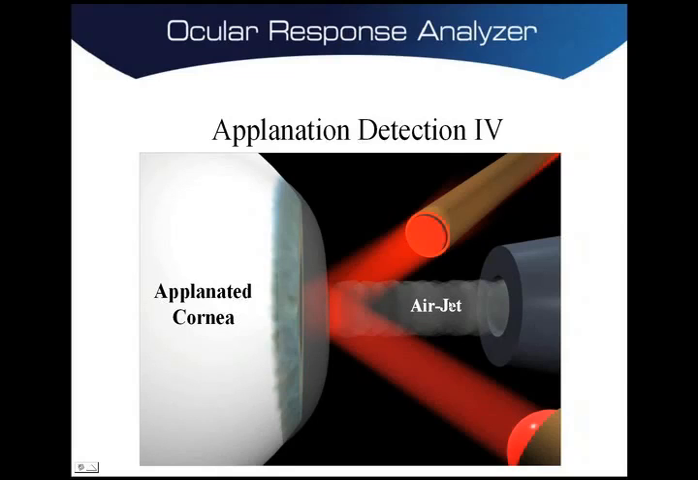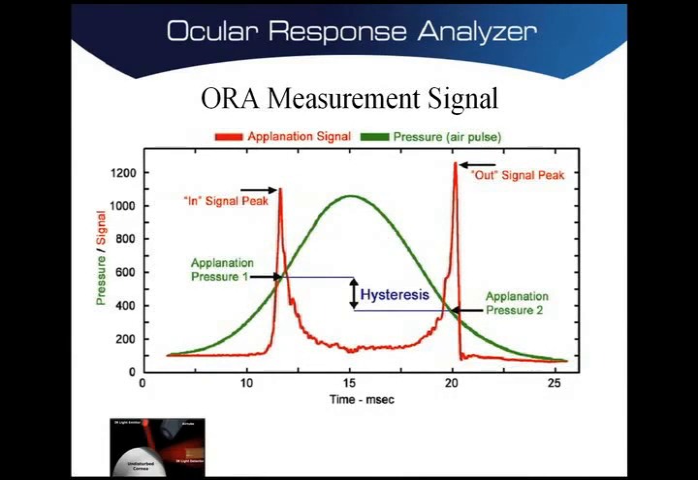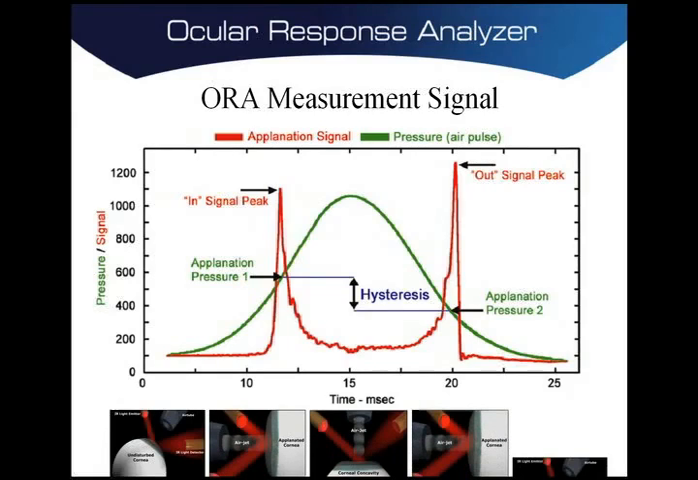And during that process we get two applanation pressure values, an inward and an outward applanation. And then the cornea returns to its normal configuration. The measurement signal looks like this. This is an actual measurement signal, and what you see here in green is the air pulse increasing and then decreasing in applied force to the cornea.